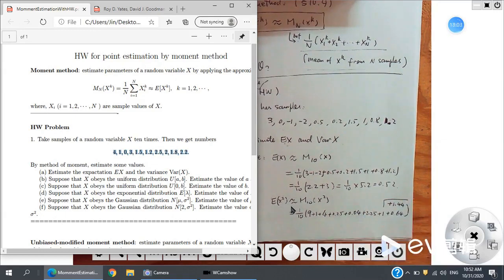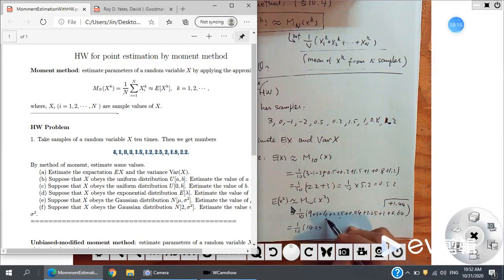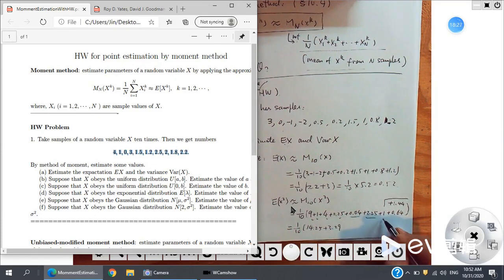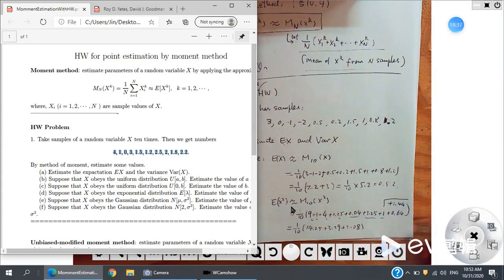Alright, and what is it? This is 1 over 10 times, okay, this is 14, like 10 and 4, 14.25. I check this for. And then this is 1, this is 2, I guess 3, 3.29, right? 3.2 and 9. And these two I get 2.08. Okay, 2.08. Okay, this is 1 over 10 times.